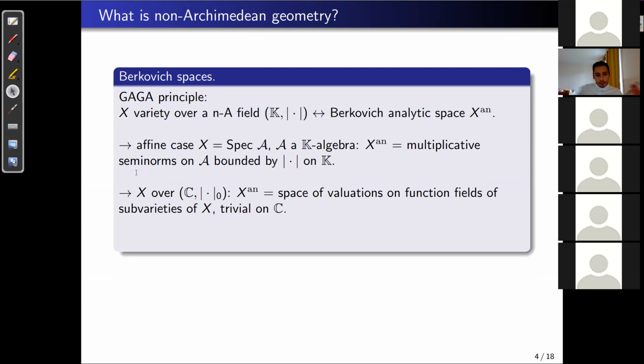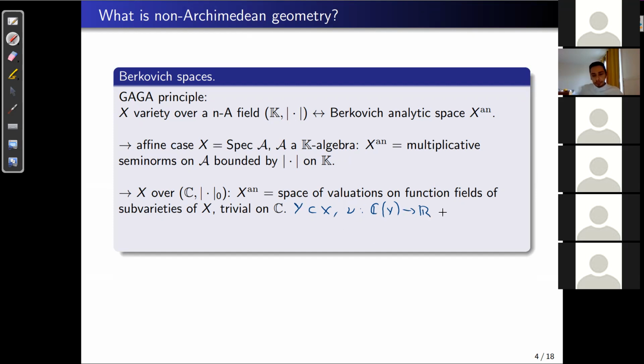A nicer way to see what happens, in a case that's very important to complex geometry: if you take a complex variety X and you take its Berkovich analytification with respect to the trivial absolute value that I talked about, then the space X^an here is going to be realized as the set of valuations on function fields of subvarieties of X that restrict to the trivial valuation on C. So simply you take Y a subvariety of X, and then the points of X^an are going to be things of the form nu from C(Y) to R, and they restrict to the trivial valuation.